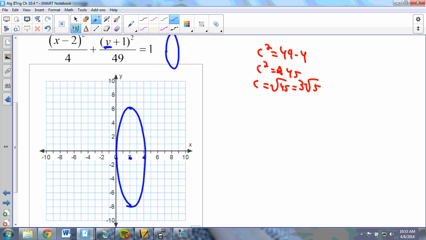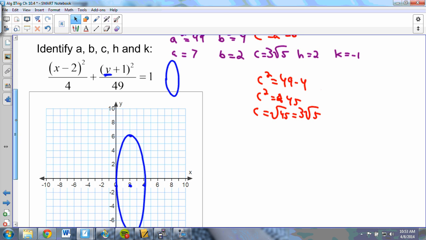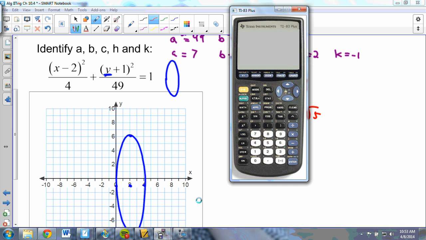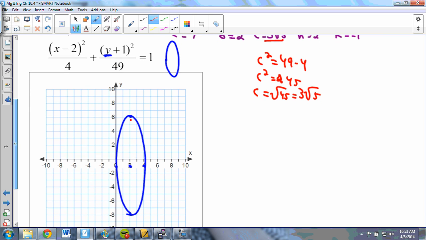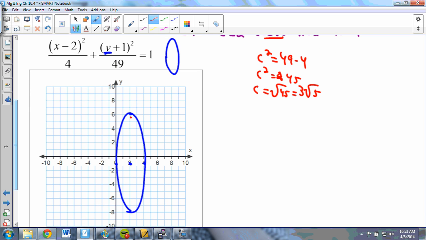Now the foci comes from this C value, 3 root 5. I'm going to actually calculate that, because I don't know how to graph that as a radical. I do 3 times the square root of 5, or the square root of 45, which is the same thing. It's 6.7. So I'm going to go up 6.7, 1, 2, 3, 4, 5, 6.7, and down 6.7, 1, 2, 3, 4, 5, 6.7, and there are my 2 foci, the plural of focus.